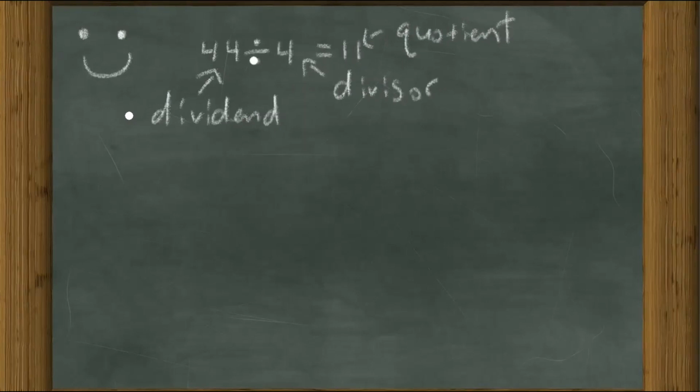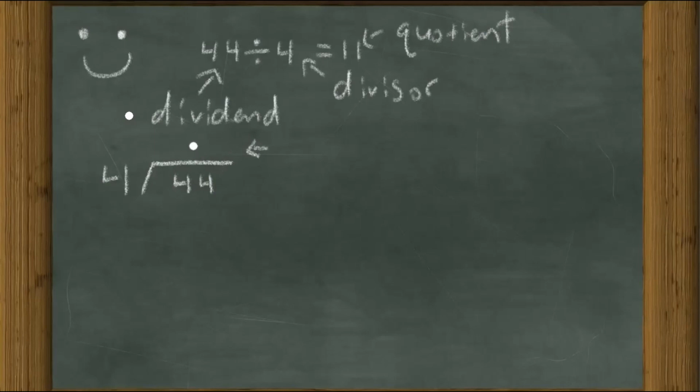Now I'm going to set this up in a different but equivalent manner. And first on the outside is going to be the divisor. So I'm going to say 4. I'm going to draw this little house. I'm going to stick the dividend inside. And we're going to get the answer, but eventually the quotient will go up here.